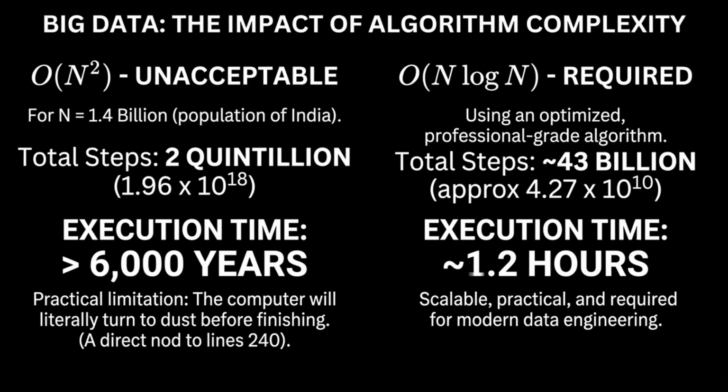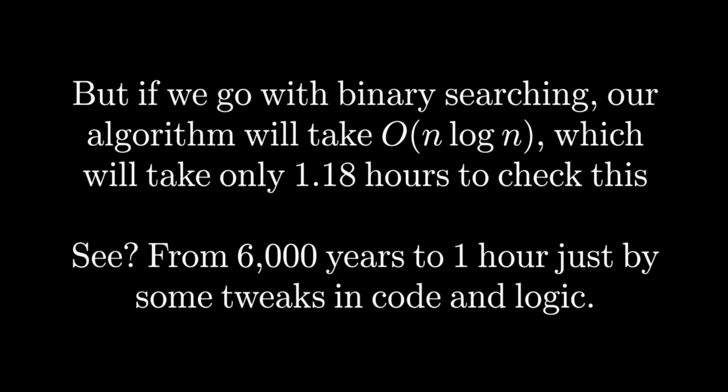That is why an n-squared algorithm is unacceptable for big data, and why an n log n pro algorithm is required. But if we go with binary searching, our algorithm will take n log n steps, which will take only 1.18 hours to check this data. See, from 6,000 years to 1 hour, just by some tweaks in code and logic.